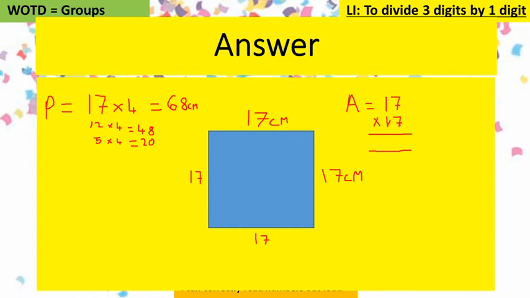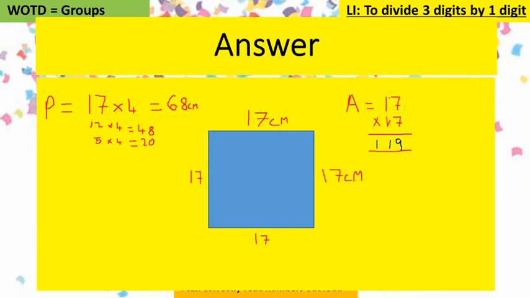Okay, so if we start with our ones, so 7 times 7 is 49, so my 9 goes in there, my 4 goes in there. 7 times 1, or 7 times 10, is 7 tens, plus 4 tens is 11 tens, so 119 for the first row.